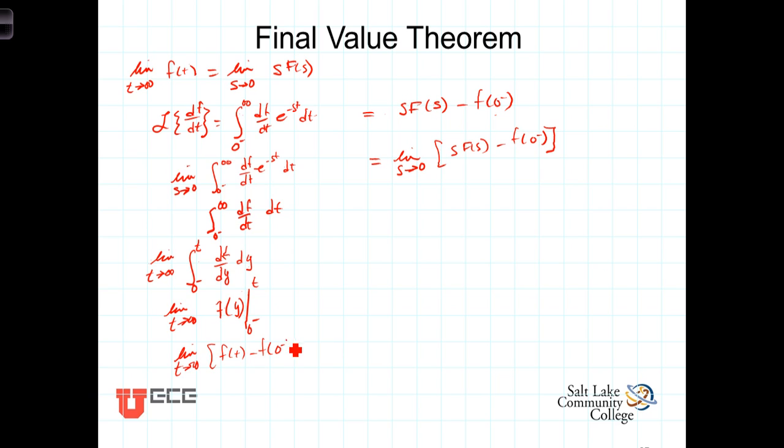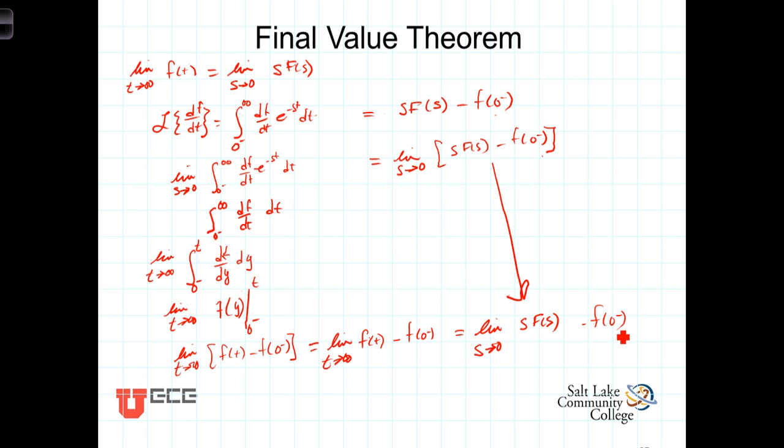Evaluating this at both sides, we have then the limit as t approaches infinity of f(t) minus f(0 minus). Well, once again, this is a constant and is independent of the limiting argument. So this is equal to the limit as t approaches infinity of f(t) minus f(0 minus) on the left-hand side, and we bring this on down over here, and this is equal to the limit as s approaches 0 of sF(s). And once again, because this is a constant, it's independent of the limiting argument, and so we just have minus f(0 minus) out here.